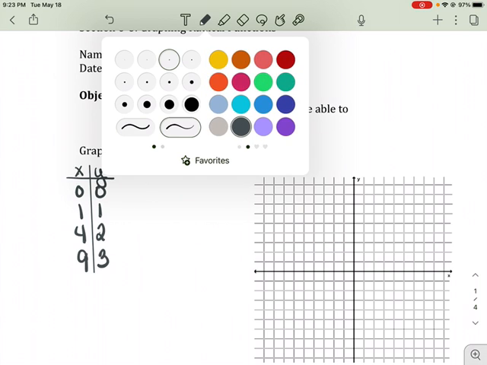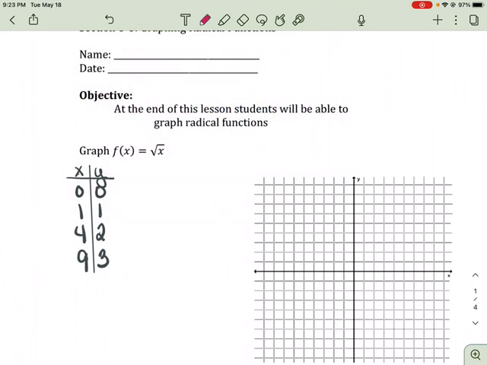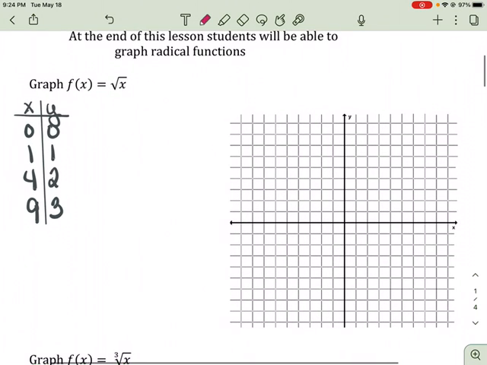What color do we want? Let's go with the red, or the funky pink, whatever you want to call it. So we plot the points (0, 0), (1, 1), (4, 2), and (9, 3). Okay, so we have this half weird arc looking thing.